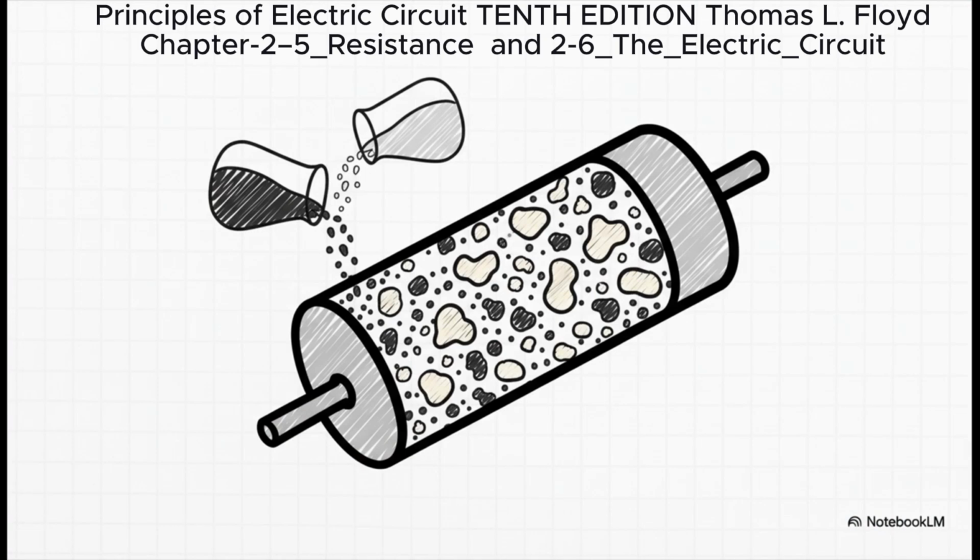It's brilliant, really. Manufacturers just mix finely ground carbon, which is conductive, with some insulating filler. By tweaking that recipe, that ratio, they can dial in a super specific resistance value. It's a perfect example of how material science is directly applied to make electronics work.